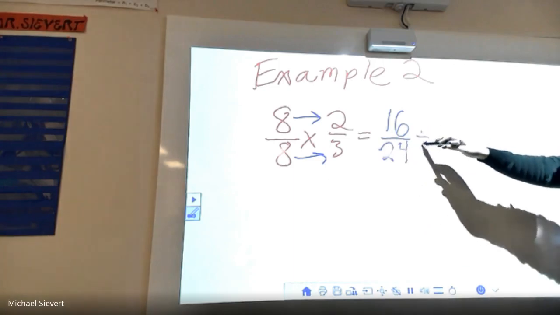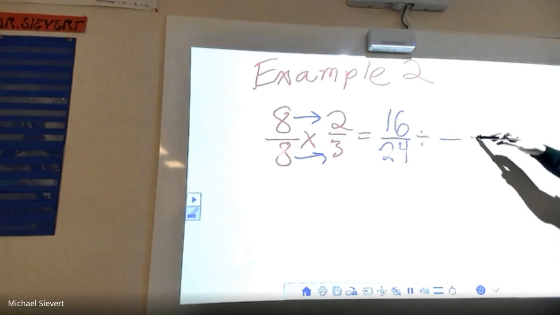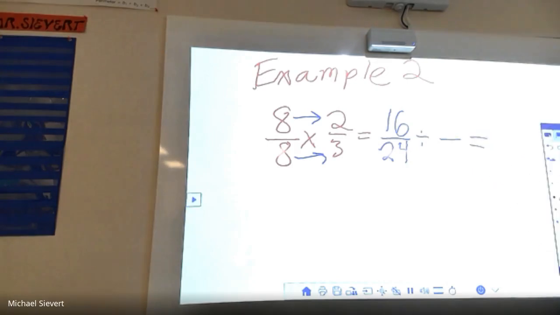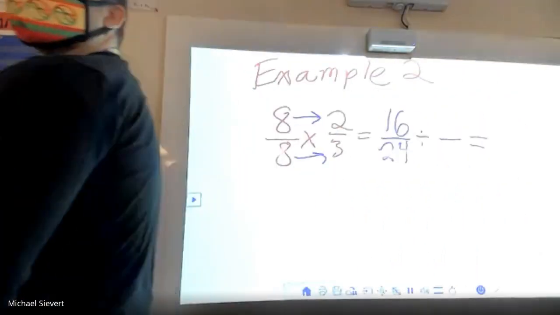Now, we have to reduce. What would this have to be reduced by to get it to its lowest form, its simplest form?